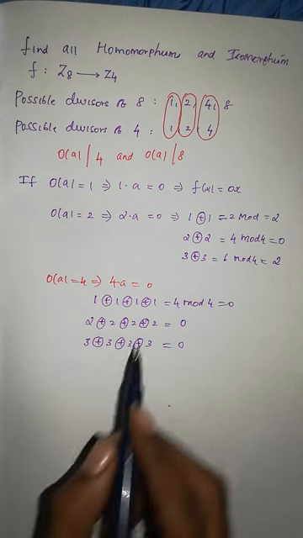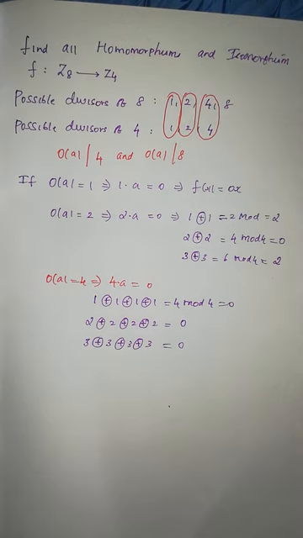Now when you look at this, what are the possible values of A for which 1A is 0? So this is one homomorphism. And here if A is equal to 2, then this happens to be 0. And again if A is 1, 2, 3.